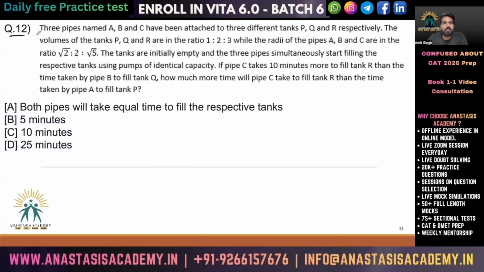Let's look at this question now. Three pipes named A, B, C have been attached to three different tanks P, Q, R respectively. Now the volumes of tanks P, Q, R are in the ratio 1:2:3, while the radii of the pipes A, B, and C are in the ratio √2, 2, and √5. The tanks are initially empty, and the three pipes simultaneously start filling the respective tanks using pumps of identical capacity.